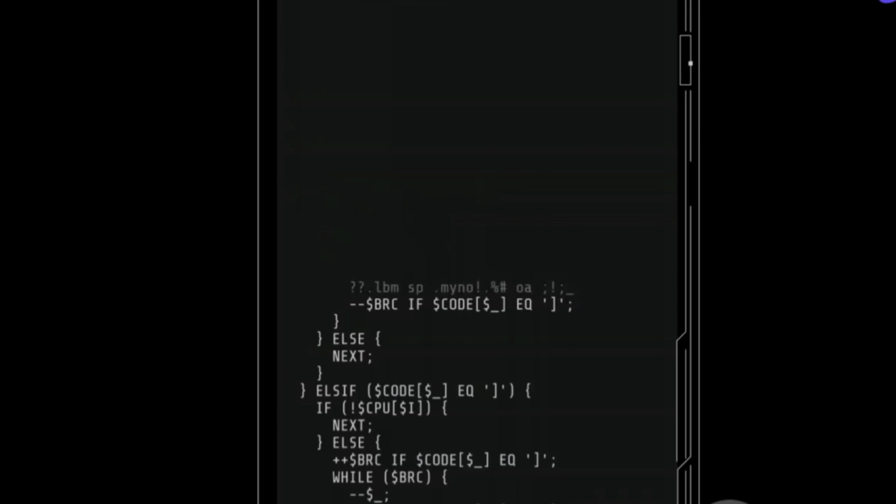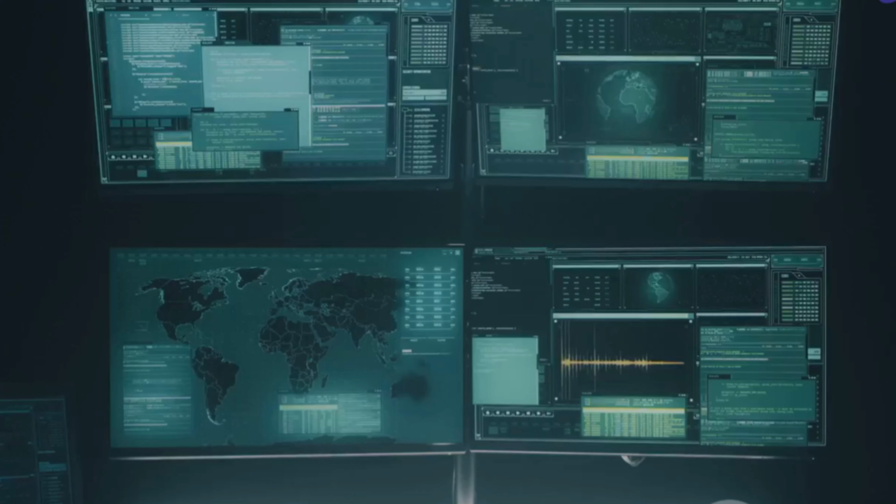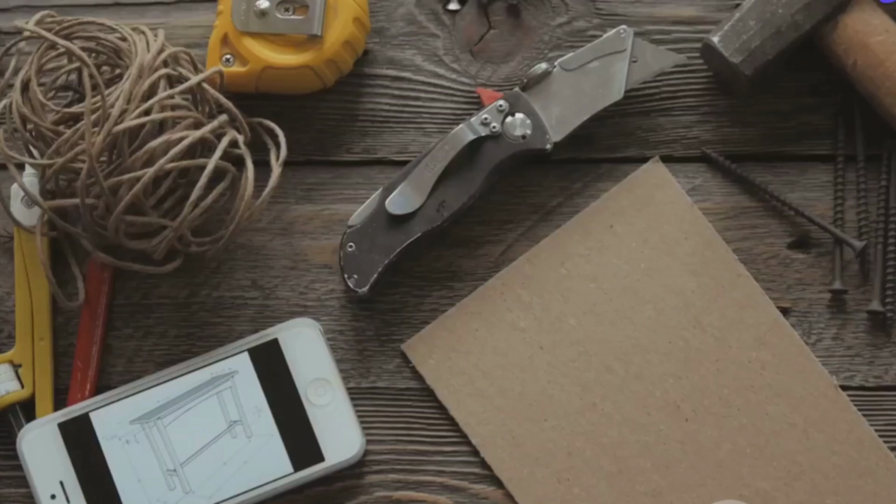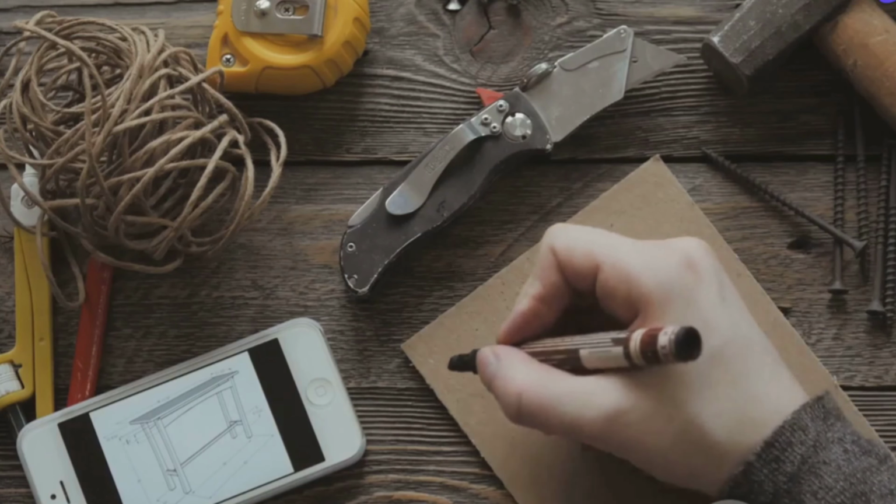Setting up an Android ethical hacking lab is straightforward. You need a few essential components. First, obtain an Android device. Choose one that allows rooting. Rooting grants you administrative privileges. This is crucial for installing advanced hacking tools.